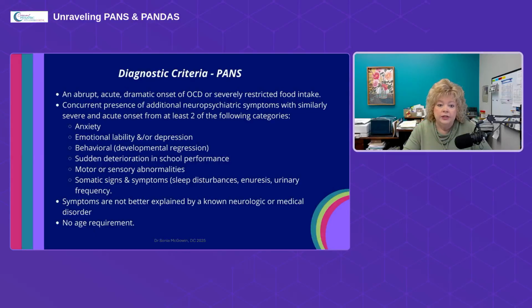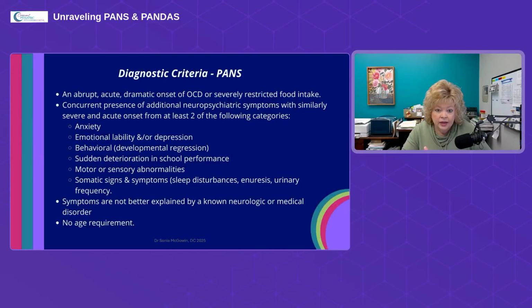But let's talk about the criteria. So it's an abrupt, acute, dramatic onset of obsessive thoughts, compulsive behaviors, or severely restricted food intake. Remember, our two case studies that we talked about in the beginning both had issues around fear of vomiting. Sometimes kids will restrict what they eat because it's a texture, a sensory thing. Sometimes, though, more often, they're afraid they might choke. They're afraid that their food is contaminated. They're afraid they might throw up.